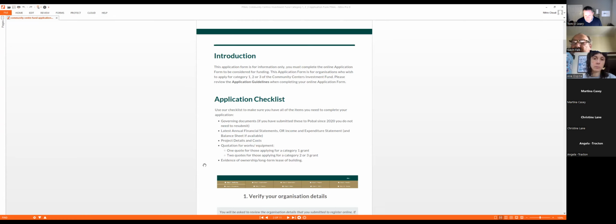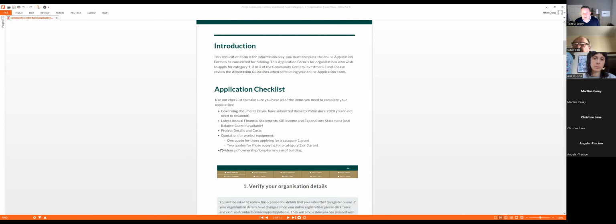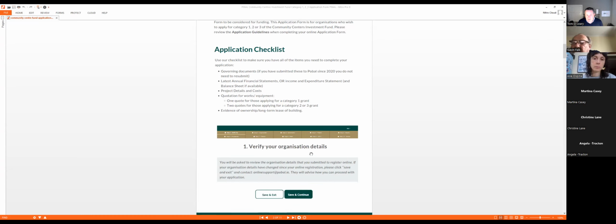Quotations for works. So one quote if you're going for category 1, two quotes if you're going for category 2 or 3. And this is one that catches a lot of people as well: evidence of your ownership or long-term lease of the building. If you own the building, you have proof of that, so you need to have your deeds somewhere. If you've got a lease on a building, you need to have a copy of the lease available. Again, a lot of groups have no idea what that information is or who has it.